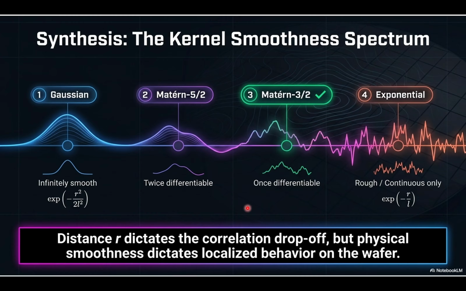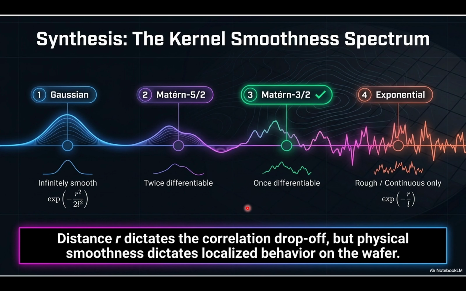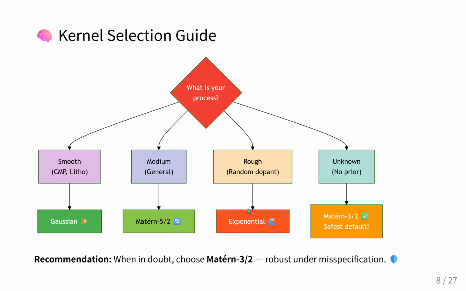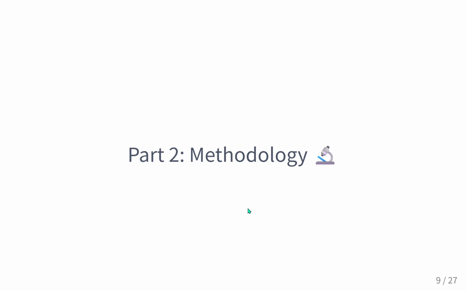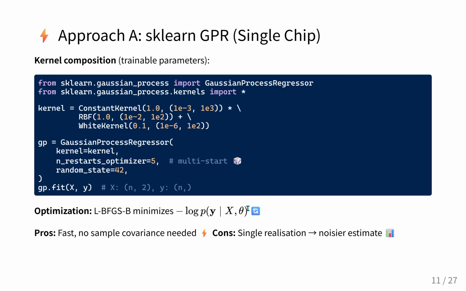Okay, but now that we have our mathematical terrain maps, how do we actually calculate this? Doing this across hundreds of chips must be a massive crunch. Oh, it's a huge computational bottleneck. Calculating these covariance matrices scales cubically, so standard processors will just melt. Which is why the text contrasts two different approaches. Approach A uses learn GPR. It just looks at a single chip at a time, which makes it super fast, but the downside is it produces a much noisier estimate.